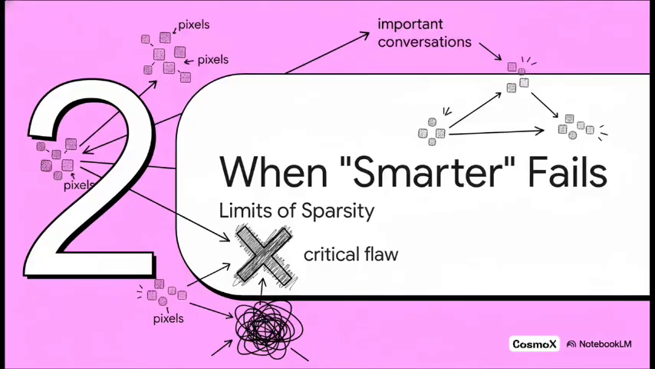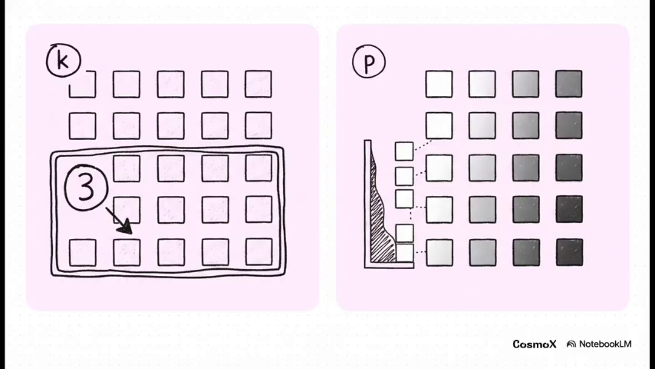Okay, so if that's the problem, the solution seems pretty obvious, right? Just don't have every pixel talk to every other pixel. Let's make it focus only on the most important conversations. This idea is called sparse attention, but the first attempts at this had a pretty major flaw. 2 main methods popped up to try and solve this: Top-k and Top-p. With Top-k, the model only looks at a fixed number of the most important connections, let's say the top 5%. It's a really hard cutoff.